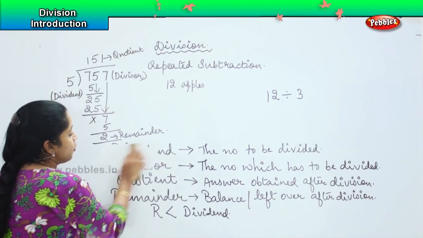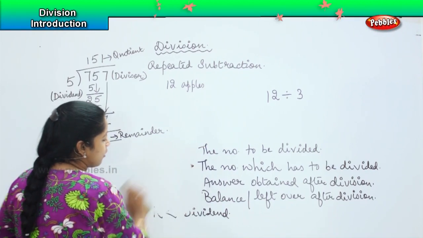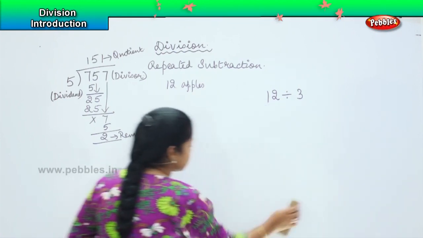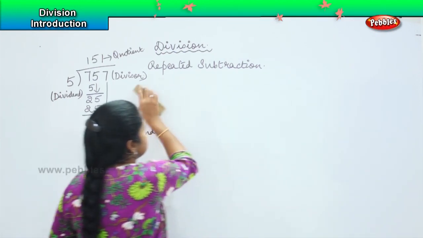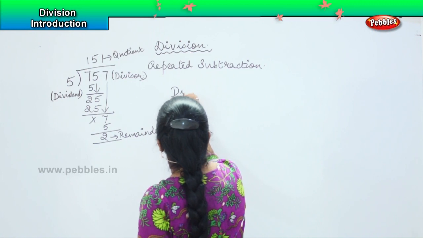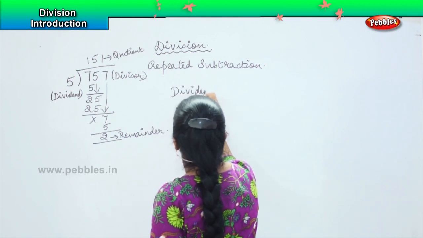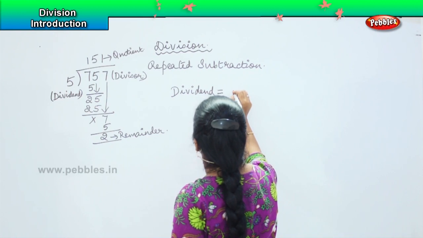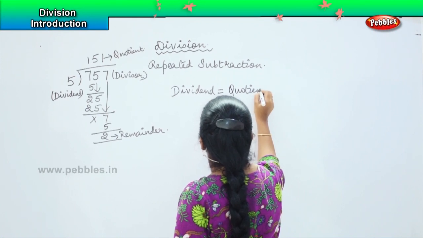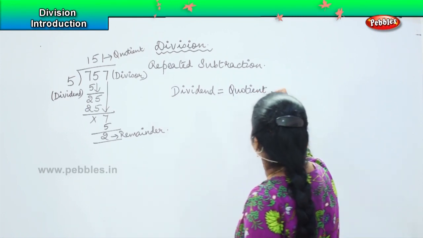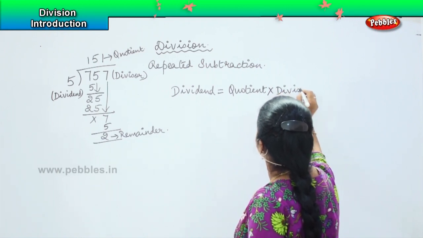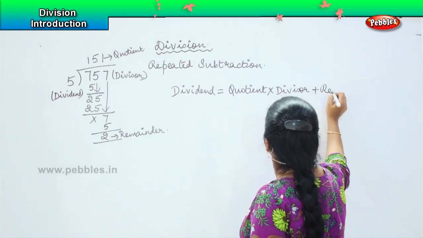Now, before moving further, we have a formula which we usually follow in division. Shall we know what that formula is? The formula says: dividend is equal to quotient into divisor plus remainder.